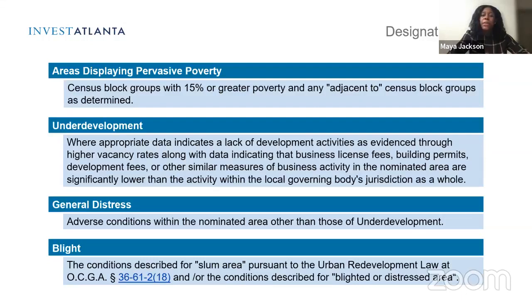So blight may mean the property is not being maintained. There's a lot of code compliance issues, graffiti, damage. They're not repaving their parking lot. They're not upkeeping and maintaining the property. So when we submit those designations, this is what DCA is looking for these neighborhoods to have.